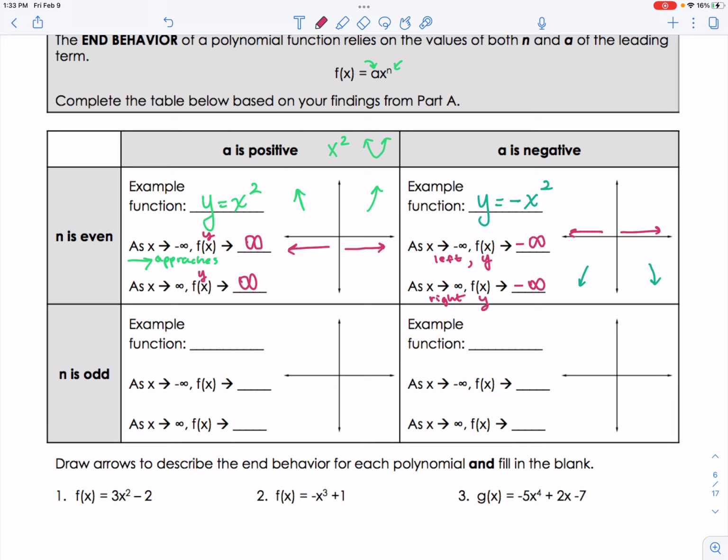Number 3, we're looking at negative 5x to the 4th. So we have a negative, because it's a negative 5, and the degree is a 4, which is even. So we know since it's even, they both have to be going in the same direction. And since it's negative, they're both going to be going down from left to right. So as my x approaches negative infinity, so as we go to the left, my graph is going down to negative infinity. And as we go to the right, my graph is going down towards negative infinity.